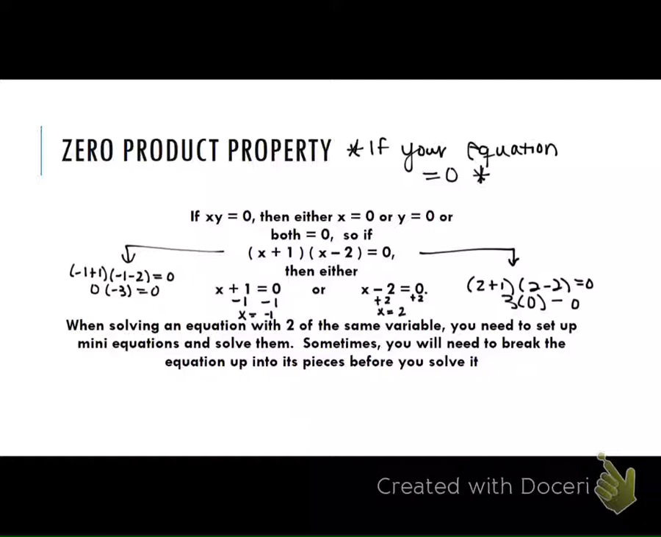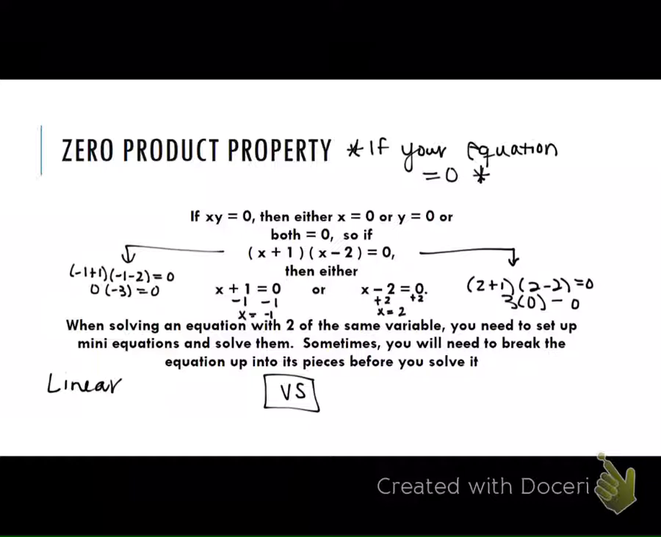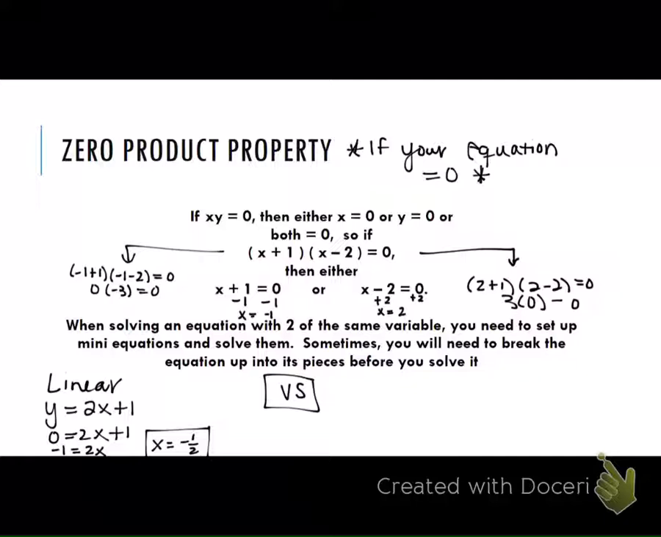So when solving the equation with two of the same variable, you need to set up mini equations and solve them. Sometimes you'll need to break the equation up into pieces before you solve it. So this is what this is saying. You guys, when it's linear, meaning it has only one variable in it, like x to some power. So like if you had y equals 2x plus 1, and we wanted to know where this crossed the x-axis, we would set y equal to 0 and solve this. And you would get x equals negative 1/2, right? You can just solve that straight up. You guys are used to that, right?